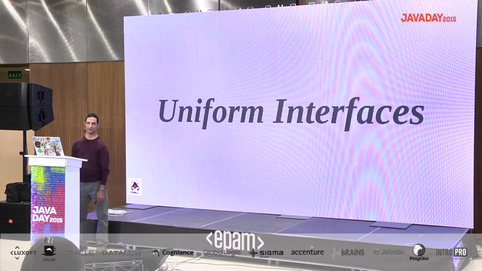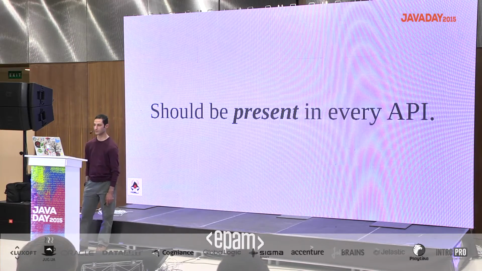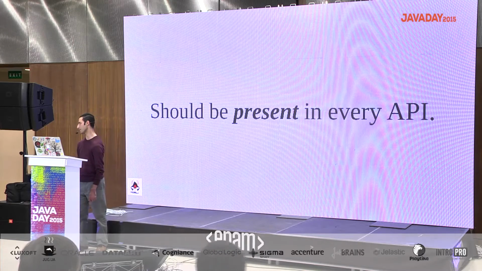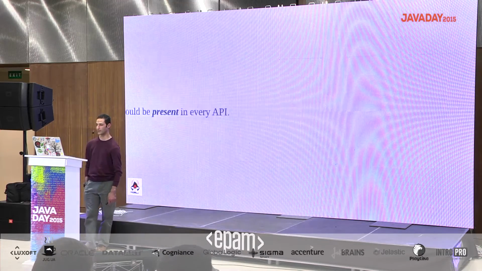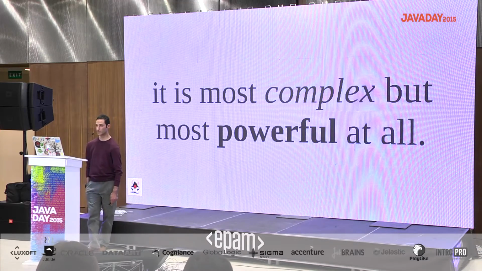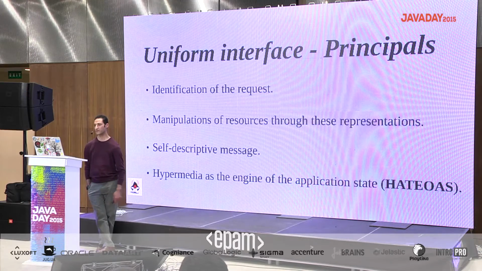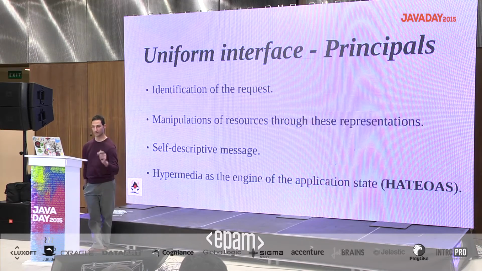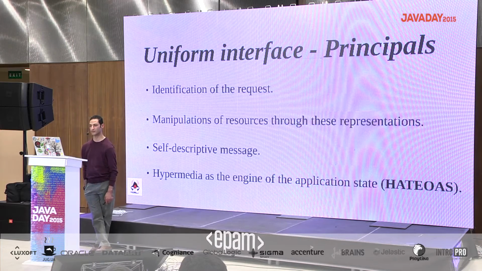Uniform interfaces. This is the final one and the most important one in our constraints. It should be present in every API. Whatever the API, this is a very simple rule and the most important rule. It is the most complex but the most powerful one. The uniform interface principle: identification of the request, manipulation of the resources through these representations, self-descriptive messages. It should be hypermedia as the engine of the application state, HATEOAS.